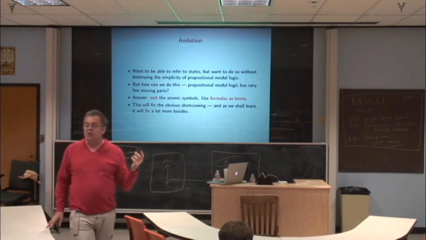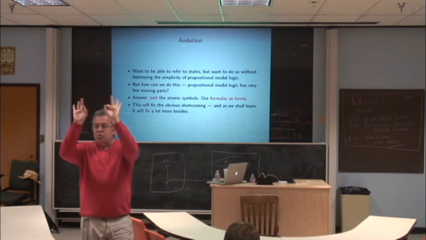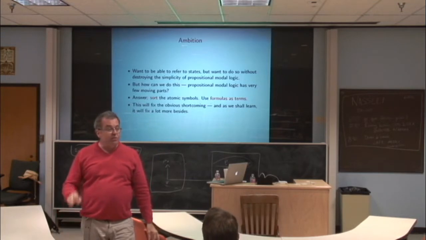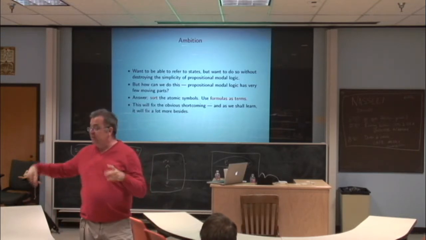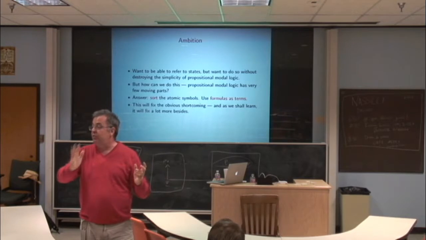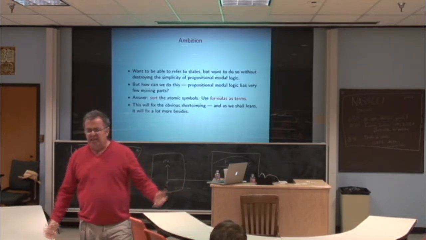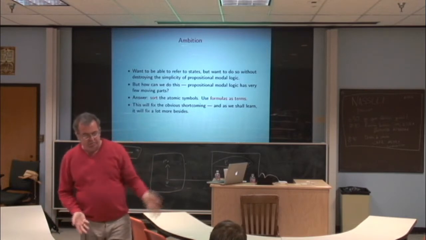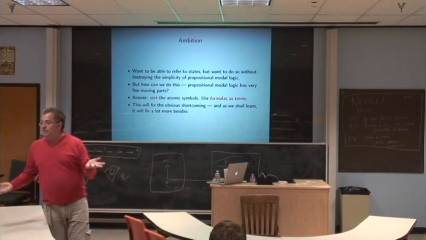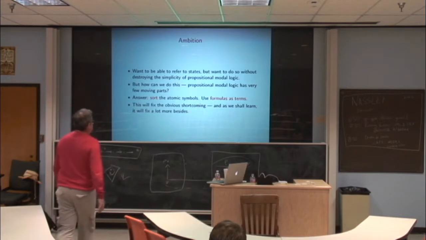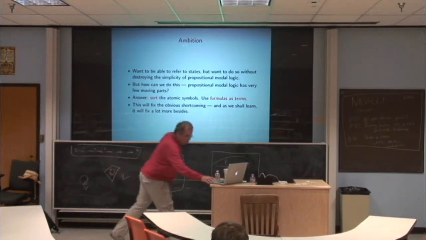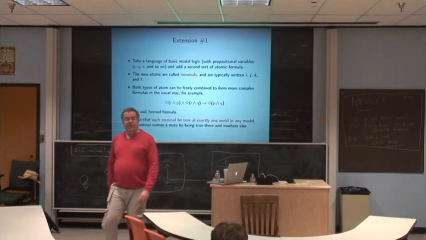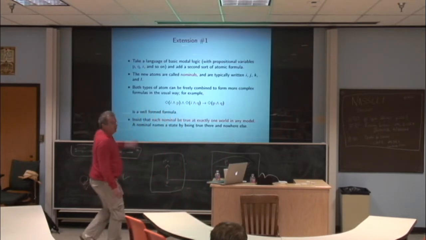We're going to sort the atomic symbols. By which I simply mean that up till now, the atomic information has been of one kind. We've got the P's and the Q's and the R's, and I've thought of them as things like is male, is female, is raining, is blue, whatever. Properties like that. We're going to have two sorts of atomic symbols. We've got the P's, Q's and R's, but we're also going to have what we call nominals, which we usually write as i, j and k.